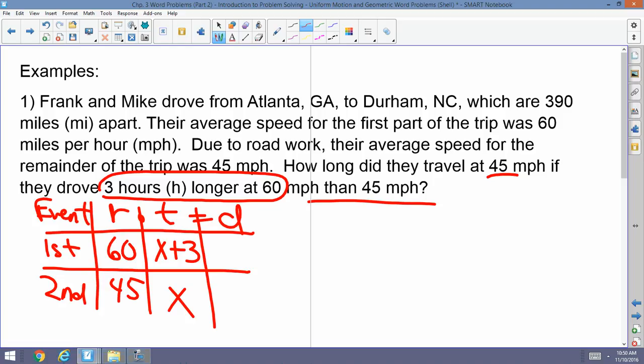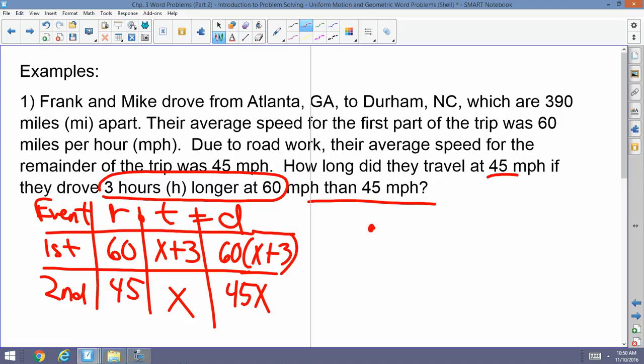Now, here's the key. What's the distance of the first part of the trip? Not 60, guys. Doesn't distance equal rate times time? So the distance equals 60 times x plus 3, doesn't it? And what's the distance of the second part of the trip? 45x.